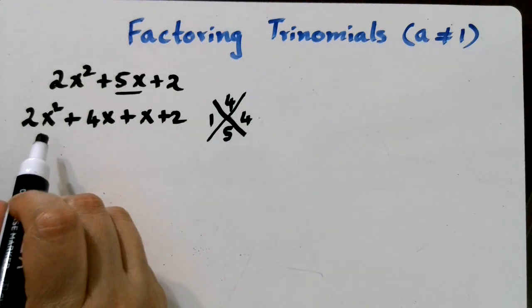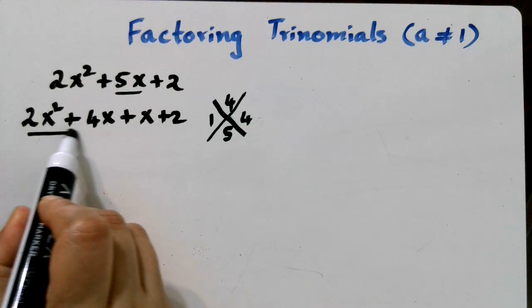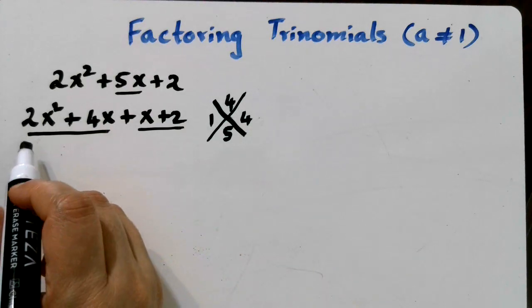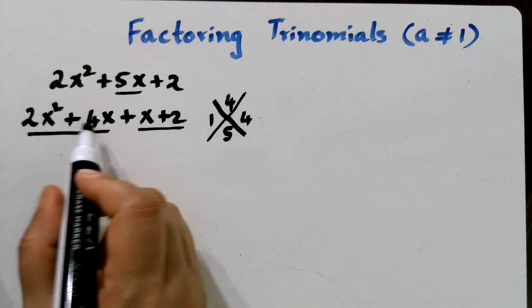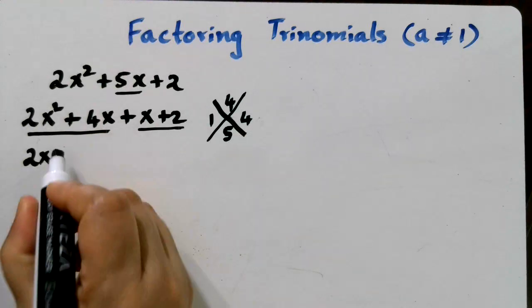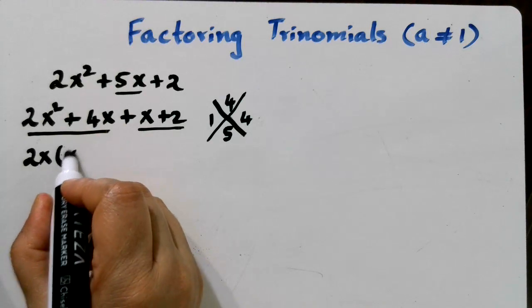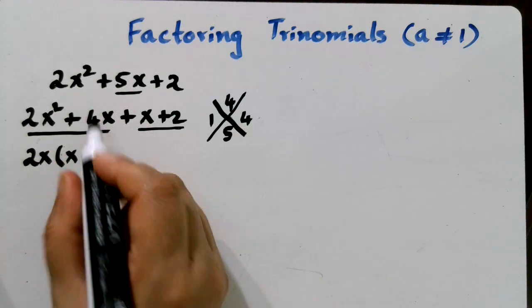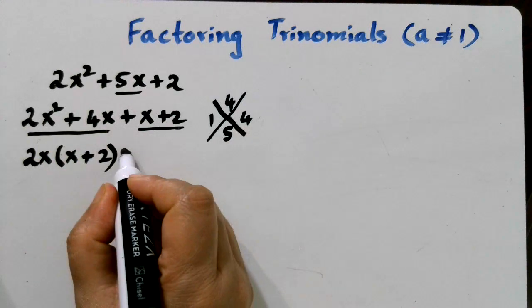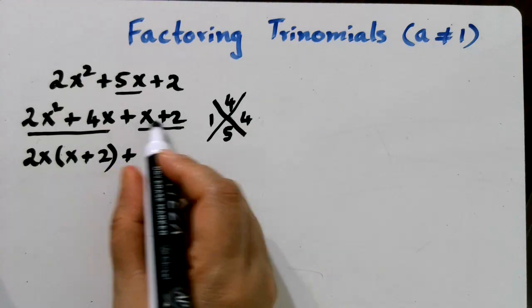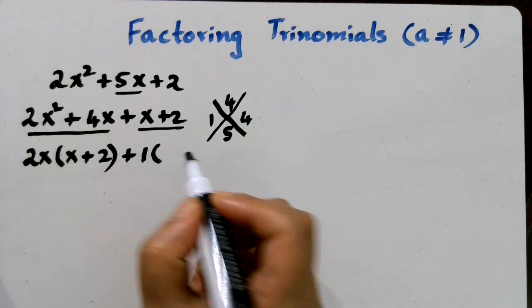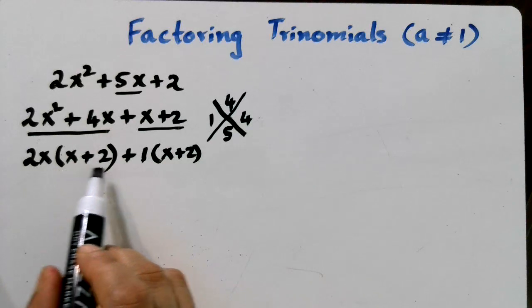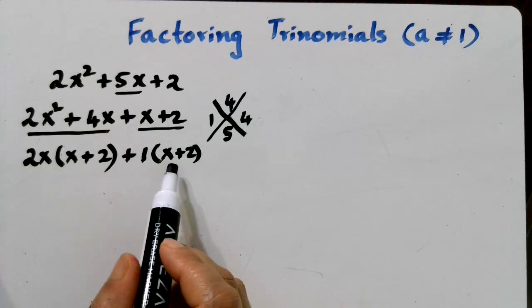Now we said this method is called factoring by grouping. So you make two groups here. This is one group, that's the other group. Now in the first group, we see that 2x is the greatest common factor. So you take 2x, you'll be left with x, because 2x times x gives you 2x squared, plus 2x times 2 gives you 4x. Plus, in the second group, we see that the greatest common factor is 1. You'll be left with x plus 2. Always make sure the binomial in the parentheses is the same.